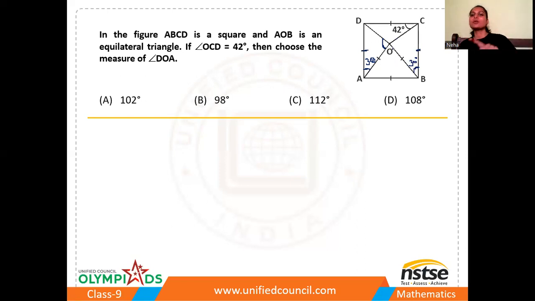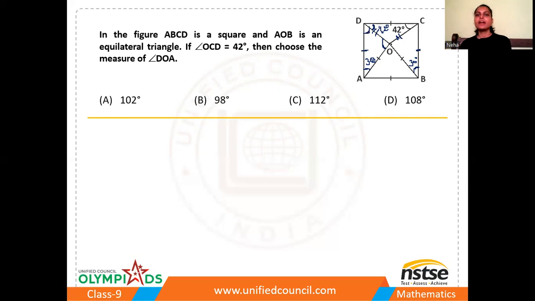If these two triangles are congruent to each other, then obviously OD is equal to OC, by CPCT. These two sides are equal to each other. So if this angle is 42 degrees, then this angle is also equal to 42 degrees. This angle is also 42 degrees. So if this angle is 42, this angle is 42. Now what about this angle?